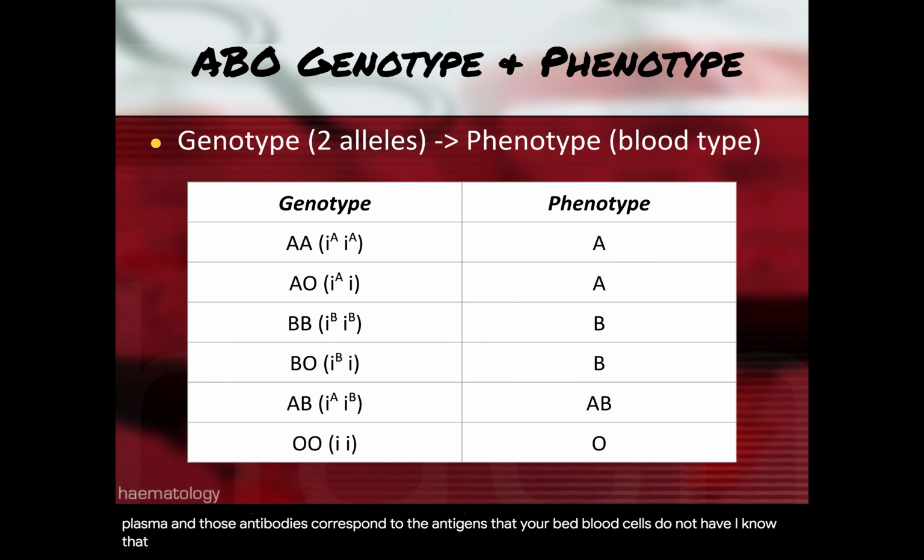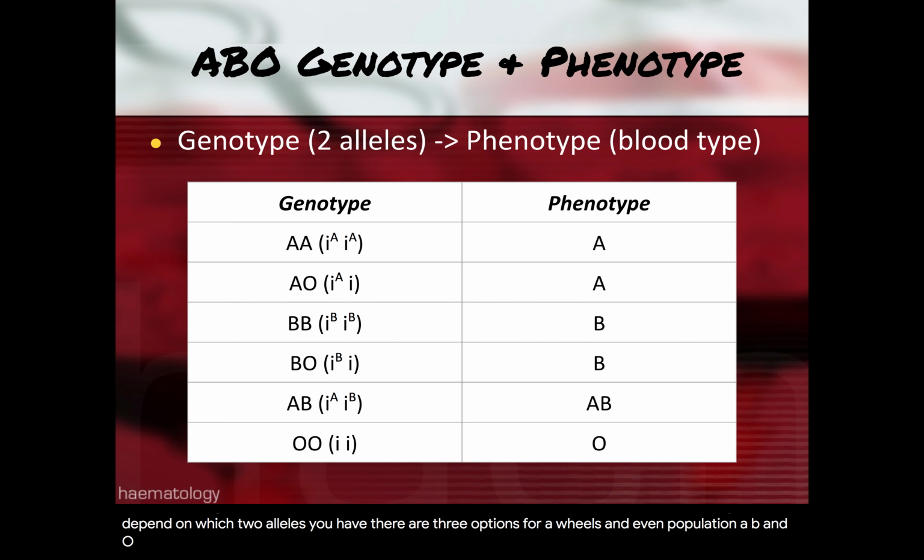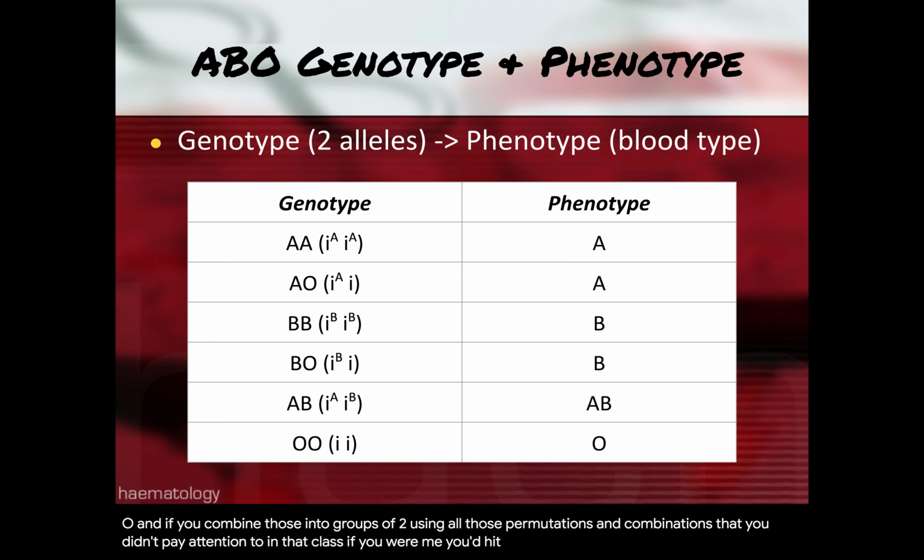We know that there are genotypes that can reliably predict the phenotype that a person has, and those genotypes depend on which two alleles you have. There are 3 options for alleles in the human population, A, B, and O, and if you combine those into groups of 2, using all those permutations and combinations that you didn't pay attention to in math class if you were me, you would get 6 options.